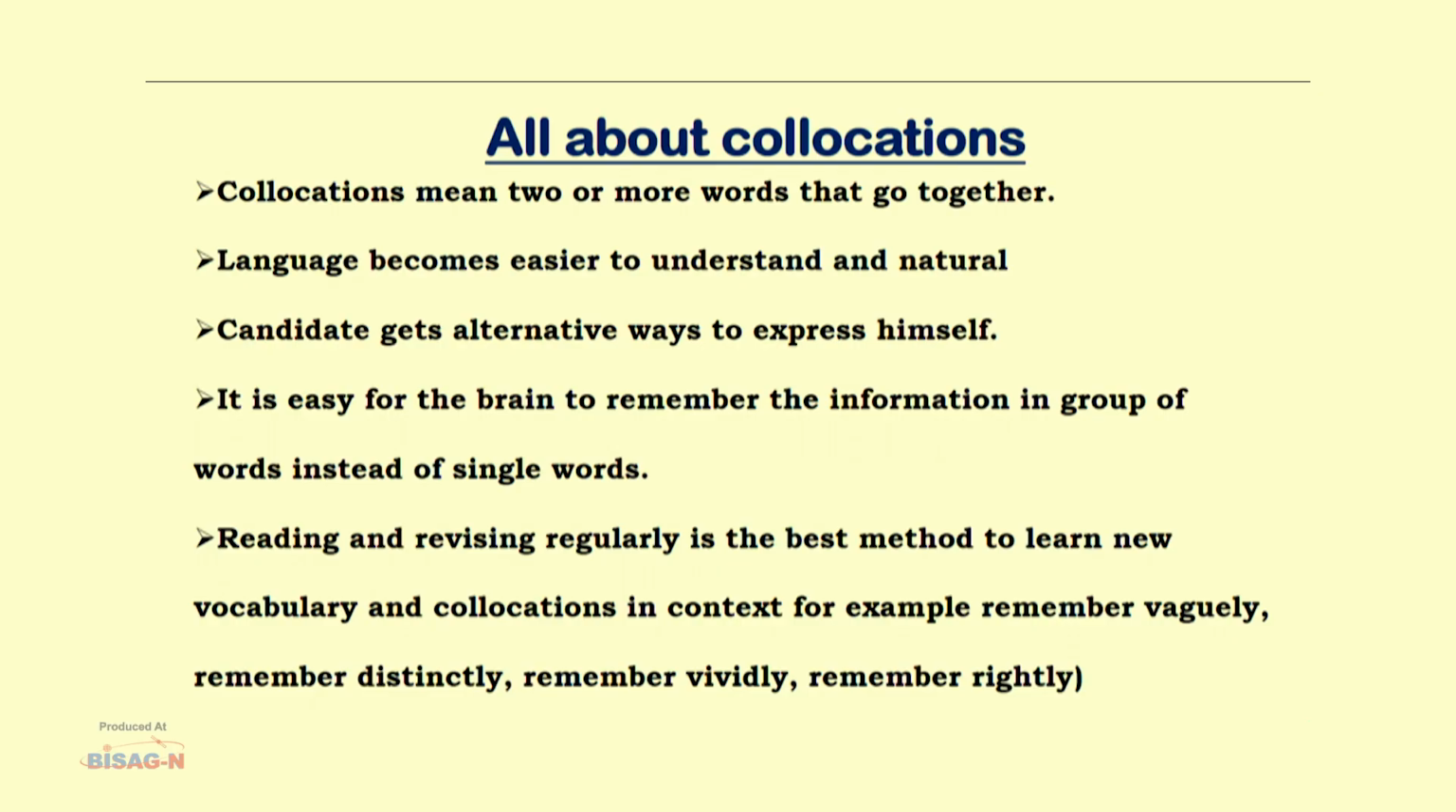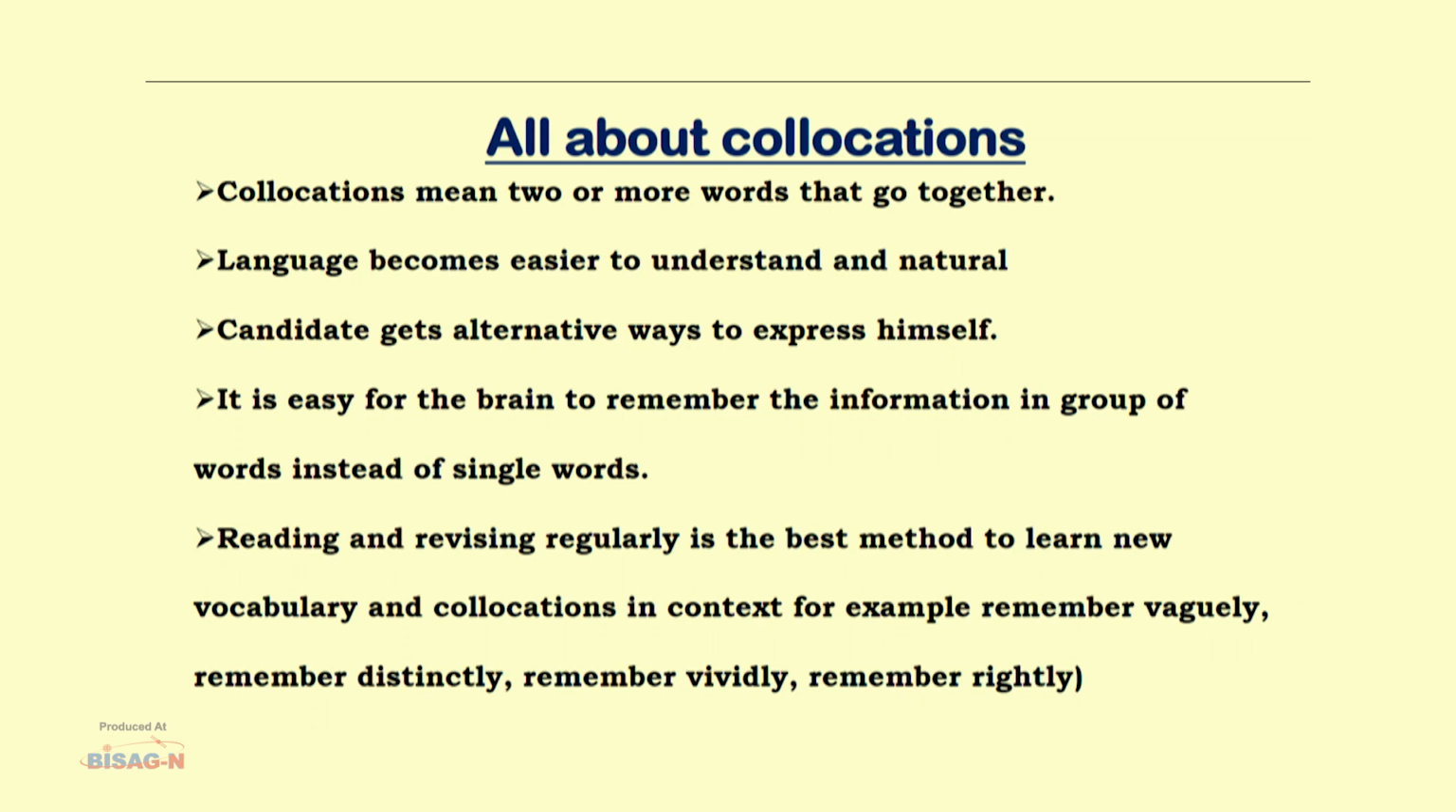Let's look at what we have next as a collocation. Why do people use it? Reading and revising regularly is the best method to use collocations. वहाँ पर कुछ examples screen पर आपके दिखाई दे रहे होंगे. There are some examples that you can see. First, we have remember vaguely. It's a collocation again. Remember distinctly is again a collocation. The two words are used together. Remember vividly. I don't remember exactly what happened, but I remember vividly.